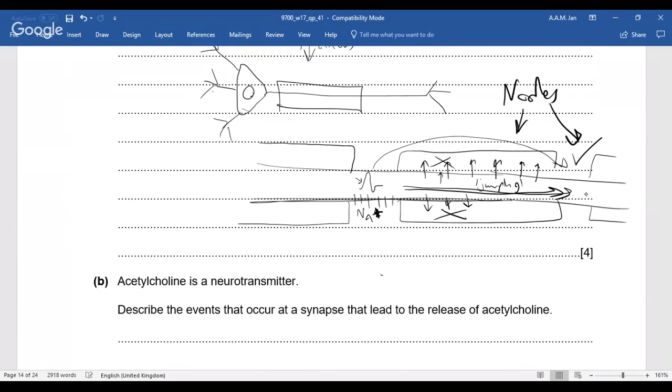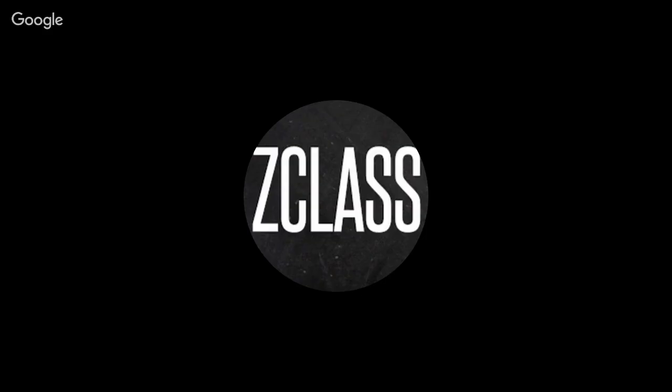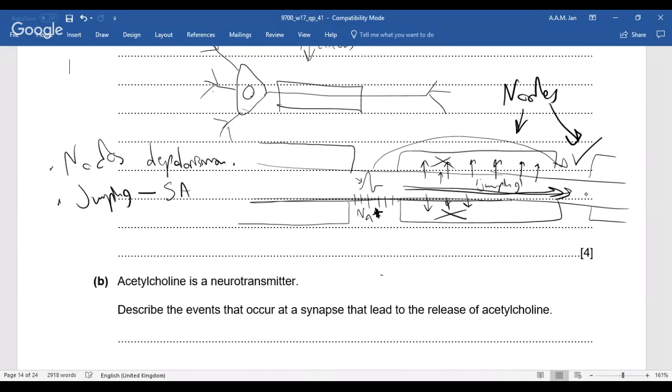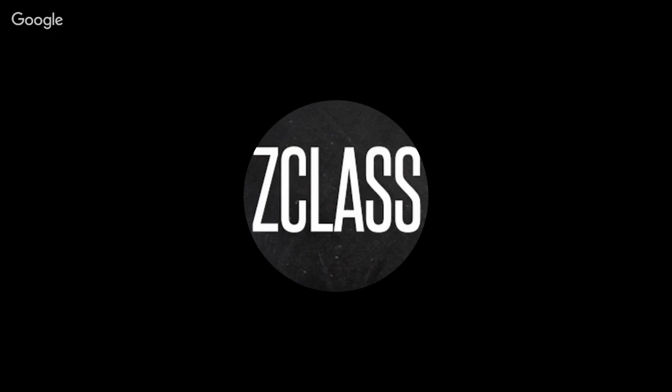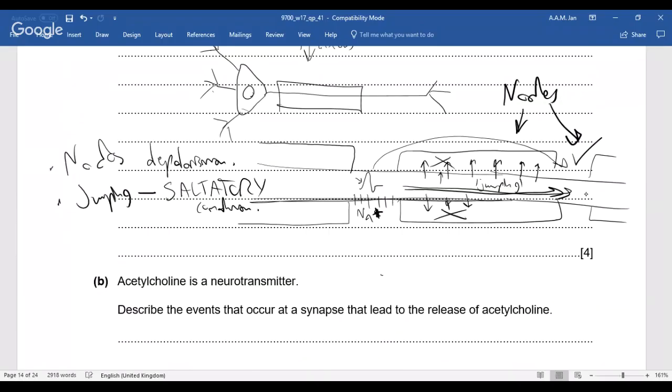And so the important points that you want to get here is that for nodes which allow depolarization, you have jumping, as you said. And what's the technical name for that? The technical name for the jumping? Yeah. Saltatory conduction. Saltatory. And then you get the further points by saying this makes conduction faster. Do you guys understand how it makes it faster?